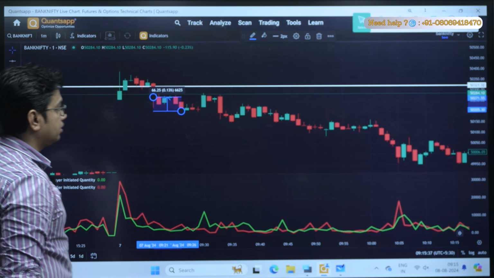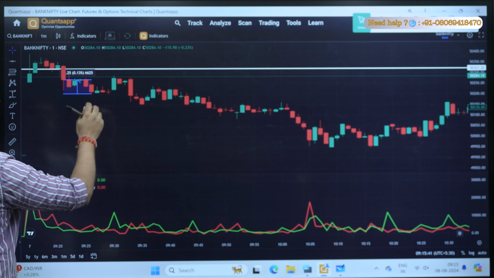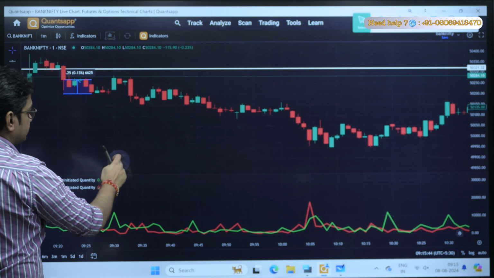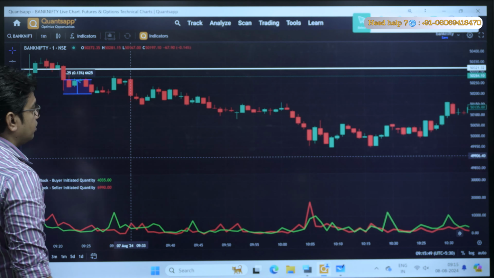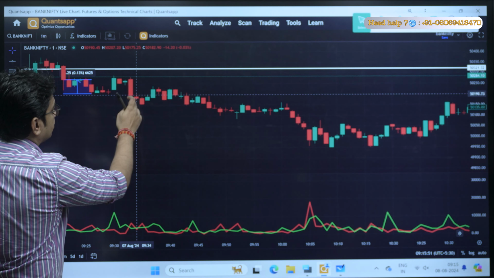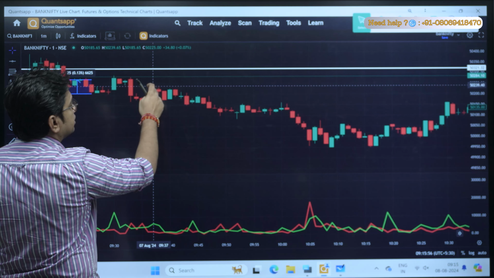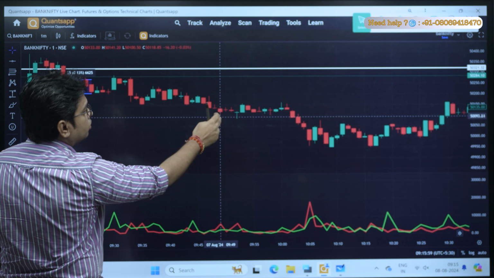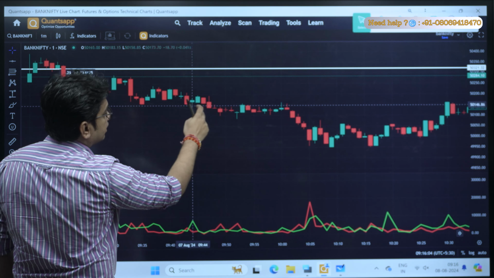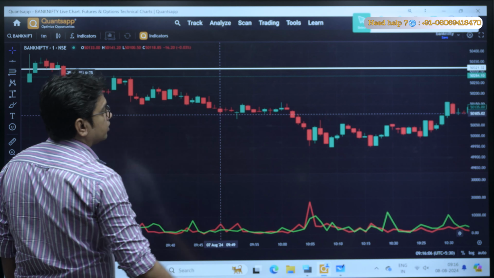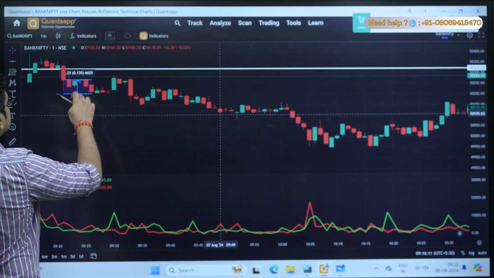Now, this is the setup. Now let me show you more detail. Now this is the lowest point. Here I will wait for the breakdown. Now here you can see the price retraces till here, and it went down over here. So it gave me, from like 9:35 till 9:49, roughly around 15 minutes.